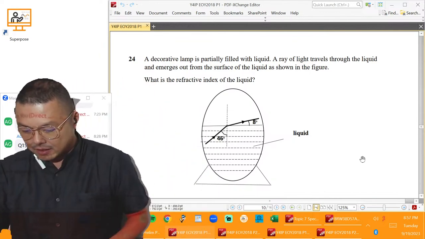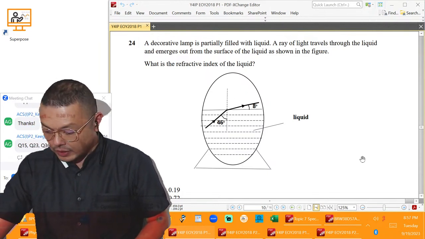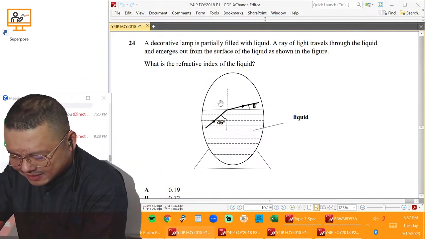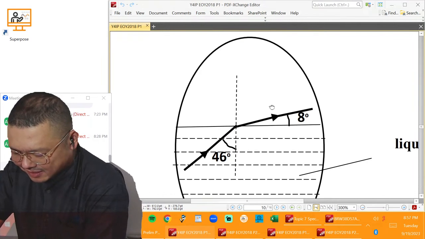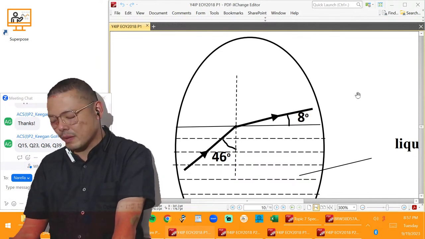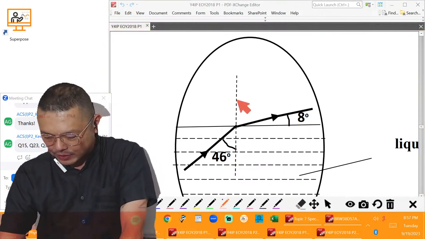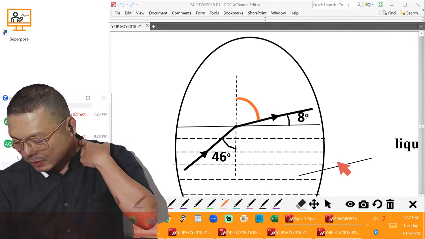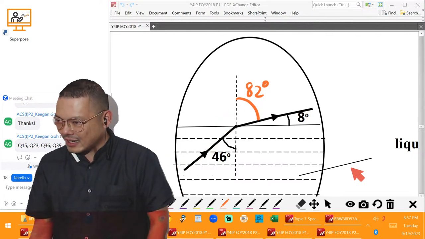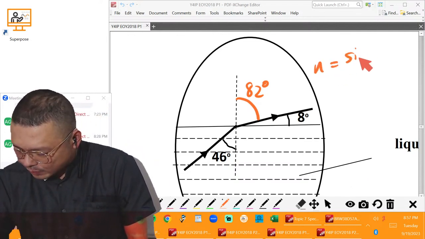Okay, next one. What's that? 24. It is wrong. Just find this. Then take the bigger angle, small angle. No, I tell you something first. You better remember all your angles are to the normal first. You go and find out what's the normal here. What's this? 82 degrees. Then this is the angle in the liquid, this is the angle in the air. So what's the refractive index? n equals sine i over sine r, right?